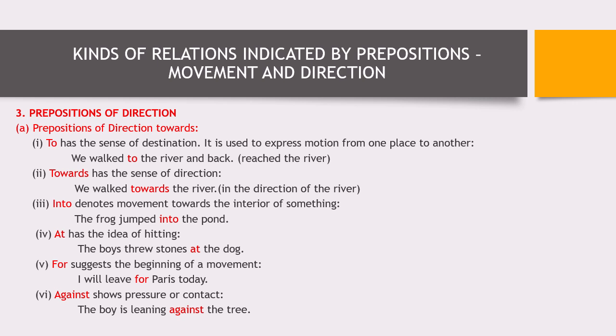3. Into denotes movement towards the interior of something. The frog jumped into the pond. 4. At has the idea of hitting. The boy threw stones at the dog. 5. For suggests the beginning of a movement. I will leave for Paris today. 6. Against shows pressure or contact. The boy is leaning against the tree.